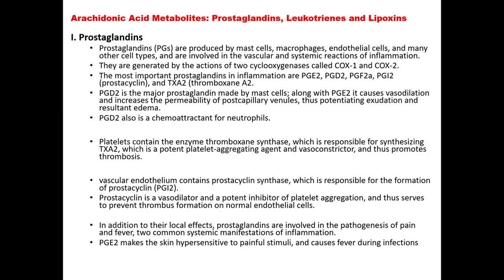In addition to their local effect, the prostaglandins are involved in the pathogenesis of pain and fever, the two common systemic manifestations of inflammation. For example, fever, as a part of the systemic manifestation of inflammation, is caused by prostaglandins, and also by interleukins. So prostaglandin E2 makes the skin hypersensitive to painful stimuli and causes fever during infection. Of course, you are responsible for all of this, and you can see it in the tables mentioned in the book and the explanations.